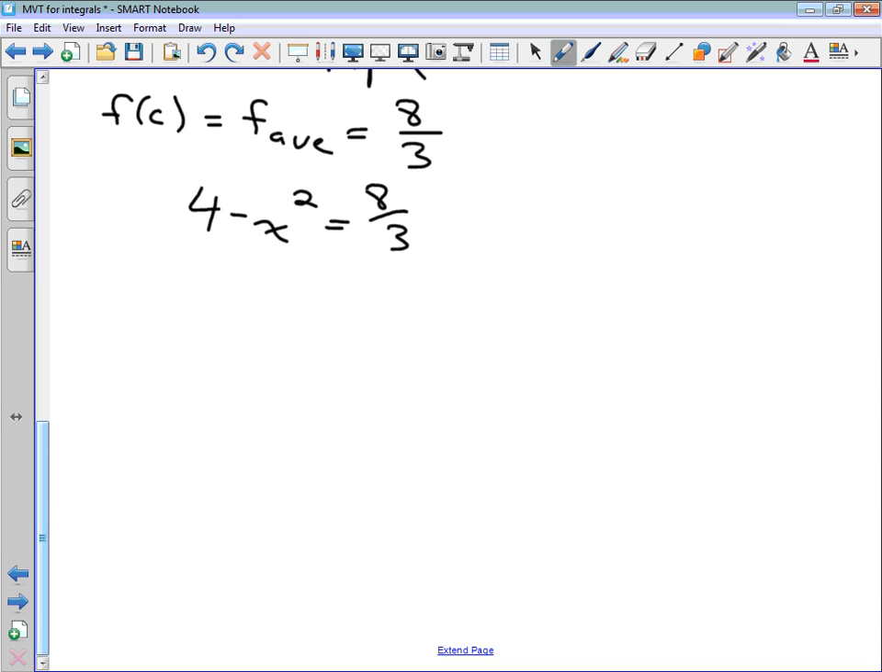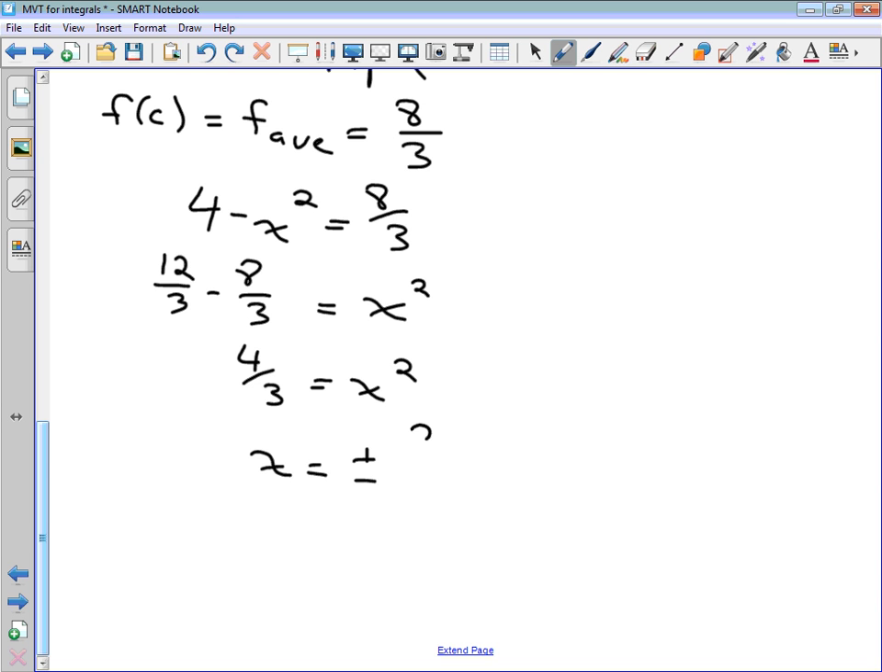We can do x squared over here. Over here we can do 12/3 minus 8/3. 4/3 is x squared. So x is going to equal, if we take the square root, plus or minus 2 over root 3. So these two numbers, plus or minus 2 over root 3, are going to be our values of c, where our function takes on that mean value.